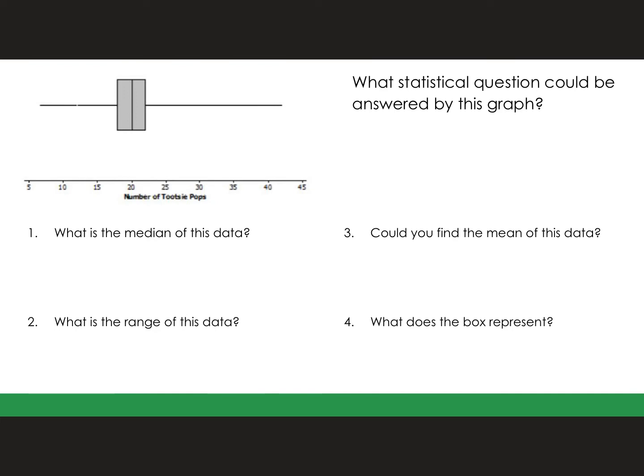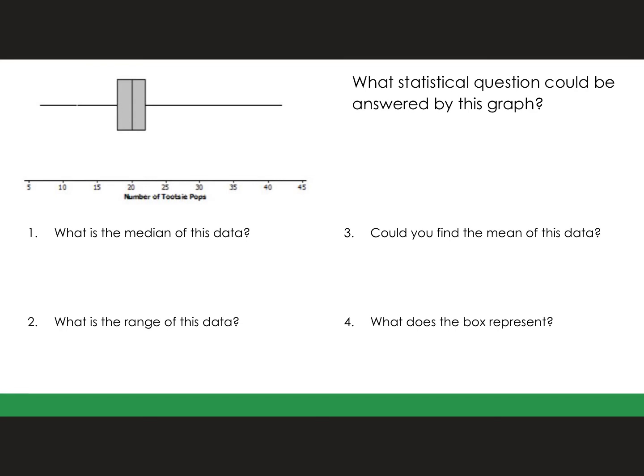So here's a box plot. What statistical question could be answered by this graph? So number of Tootsie Pops is what it's labeled. So we could come up with any statistical question that was about the number of Tootsie Pops. So this could be the number of Tootsie Pops gotten at Halloween. This could be the number of Tootsie Pops in a bag. This could be the number of Tootsie Pops that a person eats in a year.